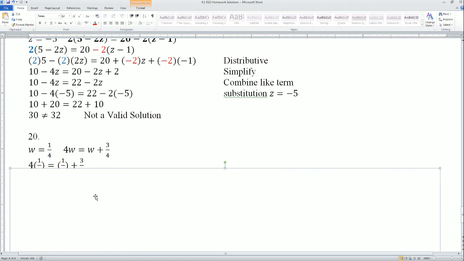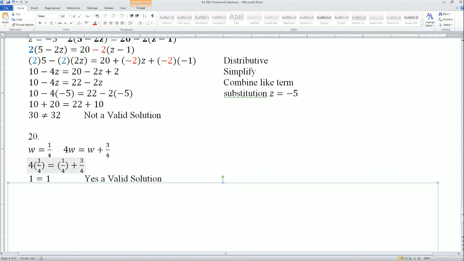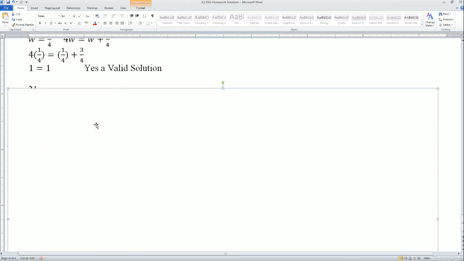Alright, 20, same thing. W equals 1/4. 4w equals w plus 3/4. Here, plug it in. 4 times 1/4 is 1. 1/4 plus 3/4 is just 1. So we say that is a valid solution.